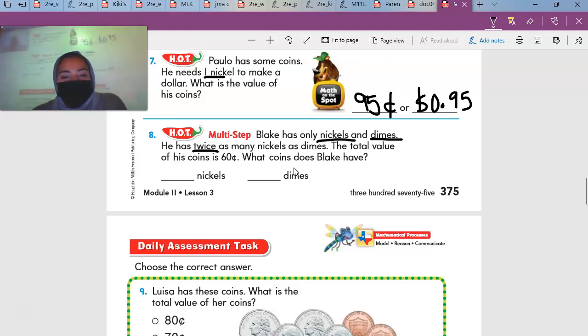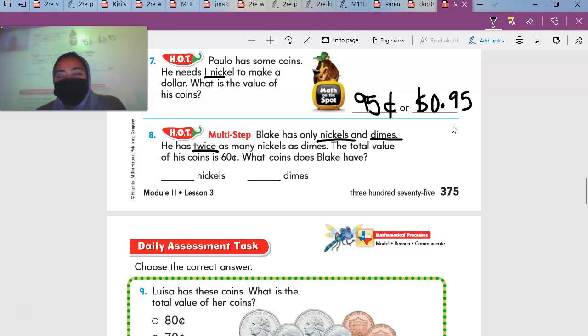He has twice as many nickels as dimes. So who wants to start? We have to start with dimes first. How many dimes do you want to start off with? This is a guess and check kind of question. Dustin? 5. You want to do 5 dimes first? Okay, 5 dimes is the same as 50 cents. And he has twice as many nickels. That means he has 10 nickels. Are we already too much? Yes.